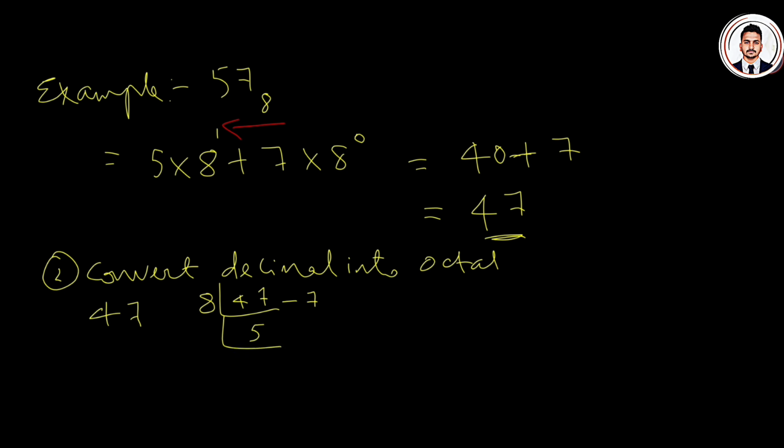Now again we check the 8 table to see whether 5 fits. 5 won't fit because 8 is bigger than 5. So 8 zeros are 0, and 5 minus 0 is 5. That's it. Finally we take the remainders from bottom to top order. So finally what we get is 57. I hope you understand how to convert the octal number system into the decimal number system and the reverse.